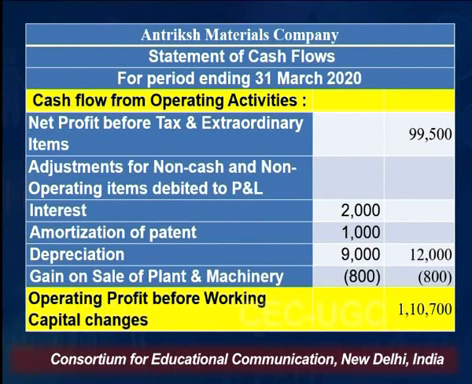Another is amortization of patent, which is basically an operating item, but it's a non-cash item, because on patent we have already incurred expenses. We are writing off the proportion of patent from our profit and loss account. So amortization of patent to the extent of rupees 1,000 shall also be added back to the profit with which we have started to arrive at cash profit, because this amortization of patent is a non-cash item.